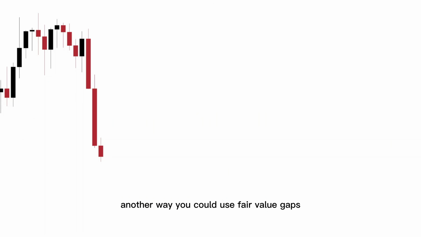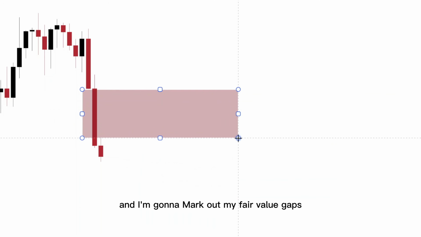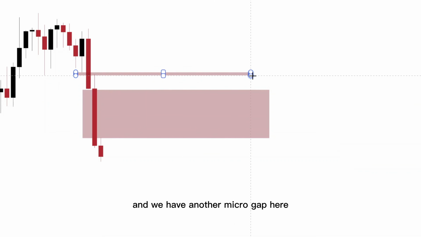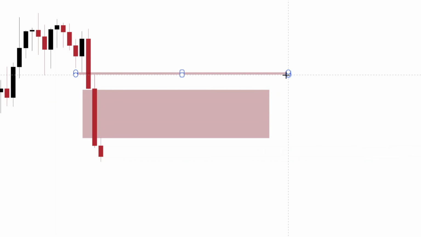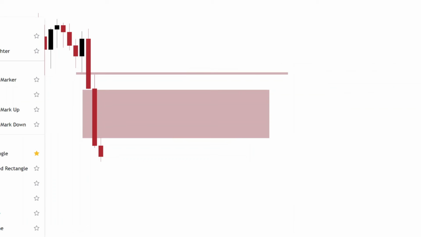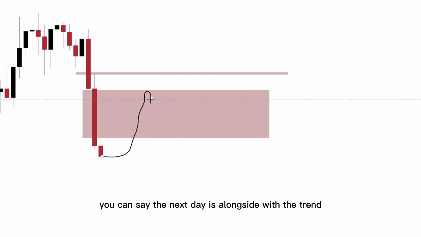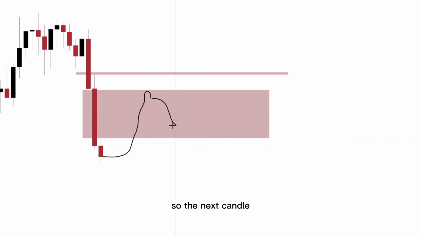Another way you could use fair value gaps is to predict the daily bias. So now we're in the daily time frame, and I'm going to mark out my fair value gaps. We have a gap here, and we have another micro gap here. And the way we can get our bias is once price closes this gap completely and closes below, you can say the next day is alongside with the trend. So in this case, it would be bearish. So the next candle, daily candle, will be bearish, and so on.